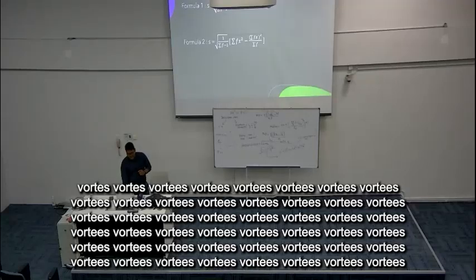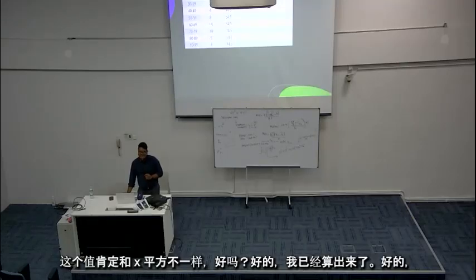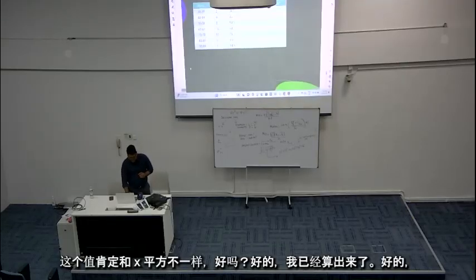40 plus 50 plus 60 plus 70, and then the whole thing you need to square. Try to get the value. The value should be different. The value must be different from the x square. Okay?